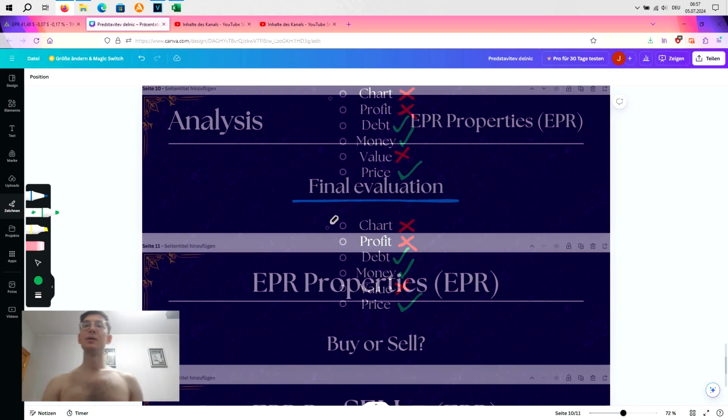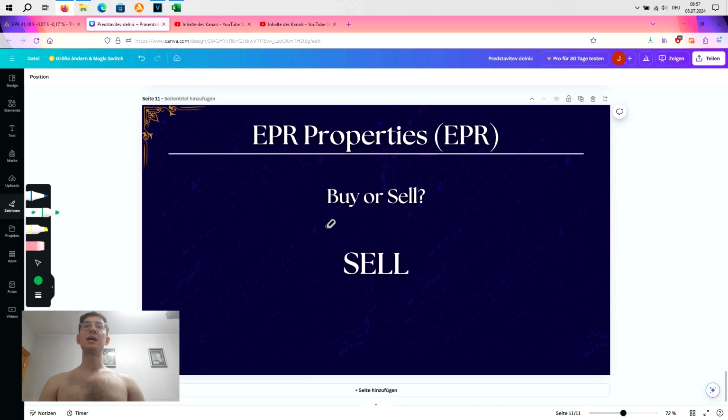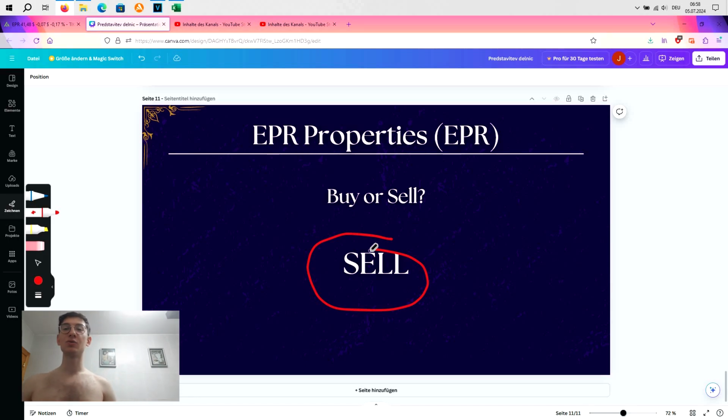So yeah, it is. Now, should you buy or sell EPR Properties? In my opinion, bro, you should sell it. Now, why should you sell it? Because of the simple reason that they have a loss in 2020. Profit was in minus, which is what we don't want to see at all, okay? The chart is also bad. It kind of was growing through the first years, you know, and now it's kind of dropped down completely. It fell massively, so we don't want to see that, okay?